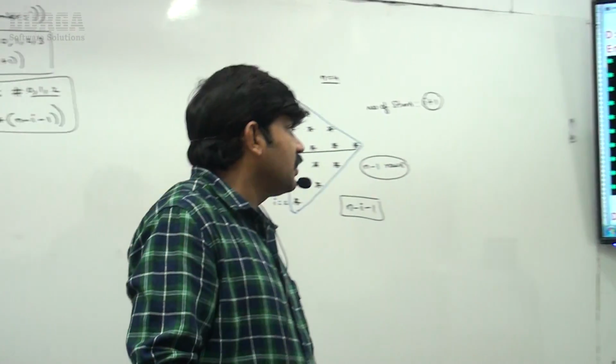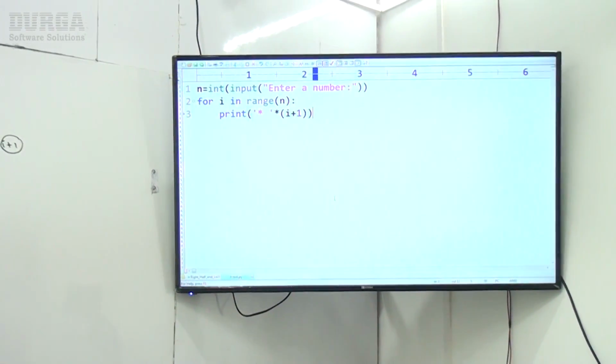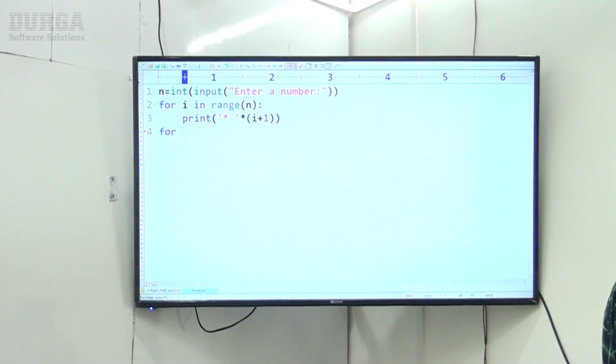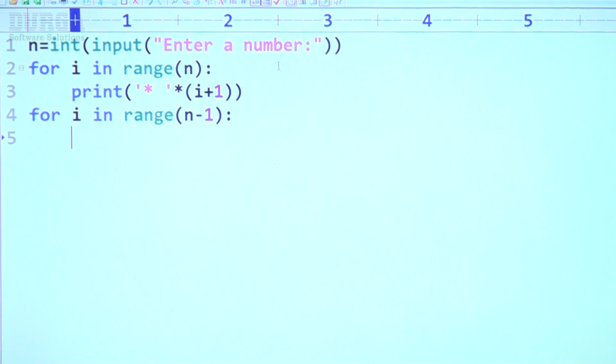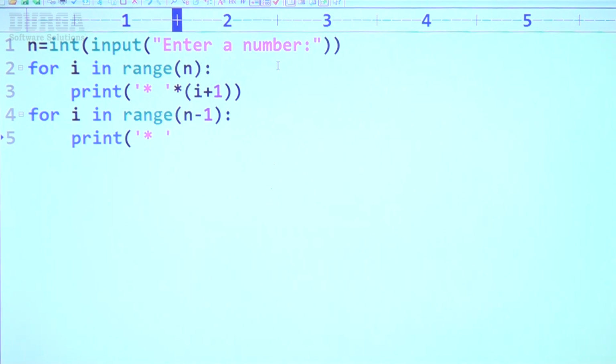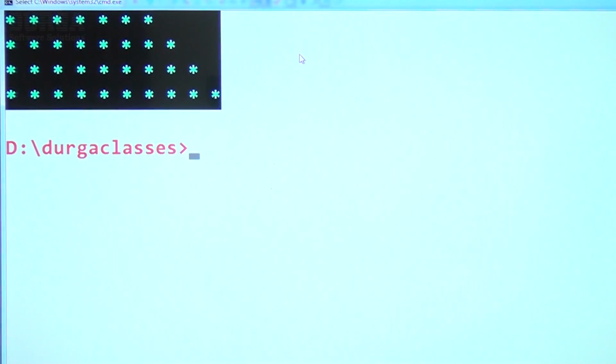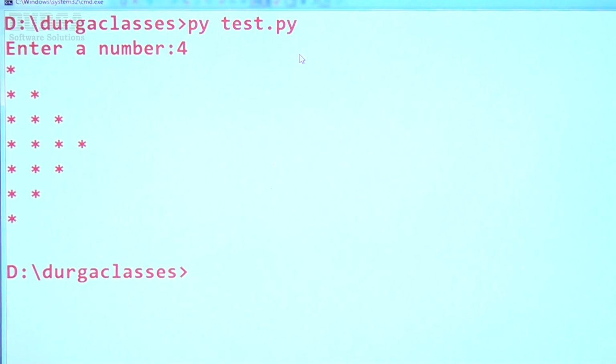Have a look once. Here I'm taking for i in range of n minus 1. Print of star, I'm taking how many times? n minus i minus 1. This formula is very familiar; we used it multiple times in our last examples also. Now have a look once. n is equal to 4 I'm taking. Have you observed, right?